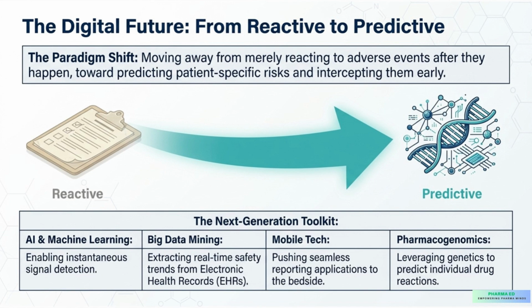To overcome those challenges, your generation is going to wield some truly incredible tools. The future of pharmacovigilance is undeniably digital. We are rapidly moving toward AI and machine learning for instantaneous signal detection. By mining big data from electronic health records, pushing mobile reporting apps, and fully leveraging pharmacogenomics, we're not just going to react to adverse events anymore. No, we're going to predict patient-specific risks and intercept them earlier than ever before.